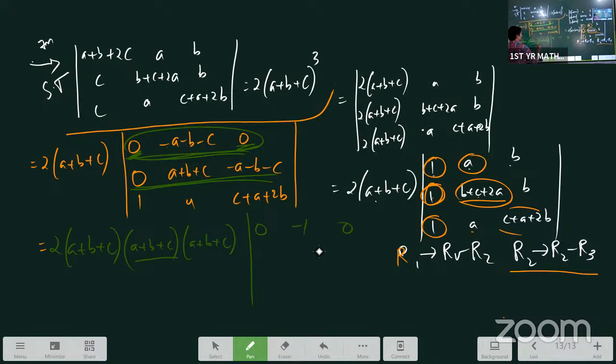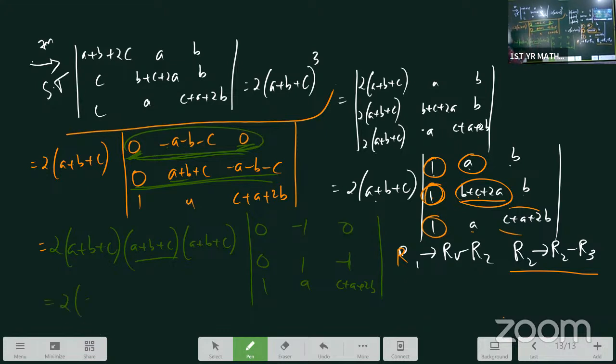Next, here also 0 into anything, by default it will be there, so that doesn't make any difference. Here a plus b plus c, 1. Here again minus a minus b minus c. Take minus common, then what you will get is a plus b plus c, so again you will get minus 1. And your third row, a, b, and c plus a plus 2b, as it is you write. Now please expand this determinant along the first column. Is it clear? We got the result.